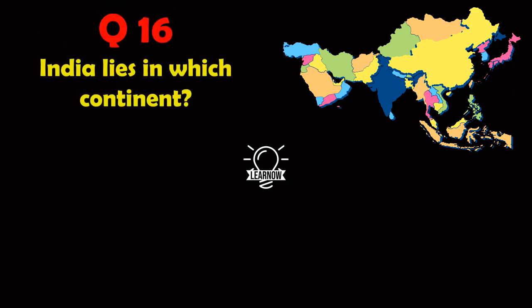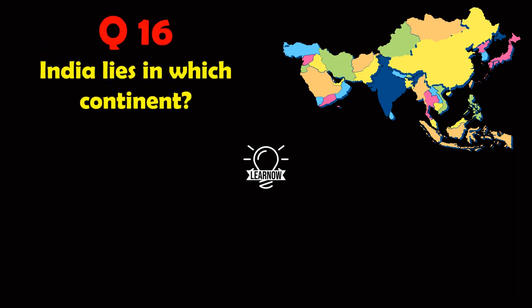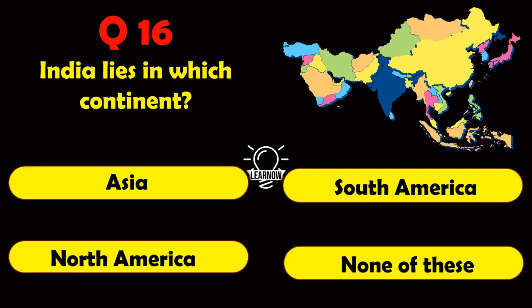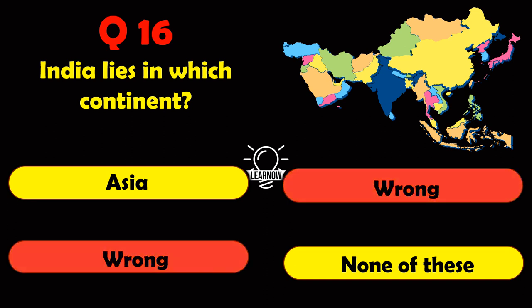The next question, question number 16. India lies in which continent? The options are Asia, South America, North America or none of these. Let's find out the correct answer. Is it South America? South America is wrong. North America is also wrong. So India lies in the Asia continent. As we all know, Asia is the largest continent and India is a part of this continent.